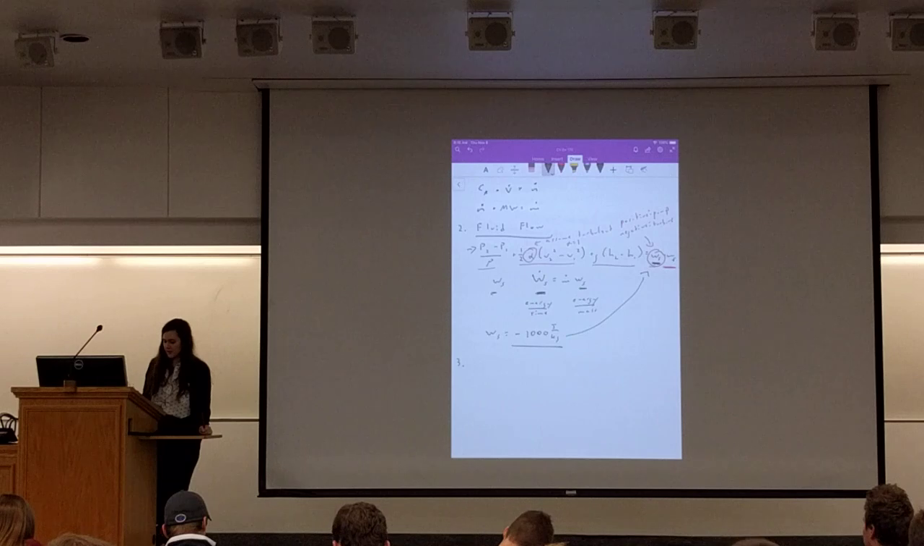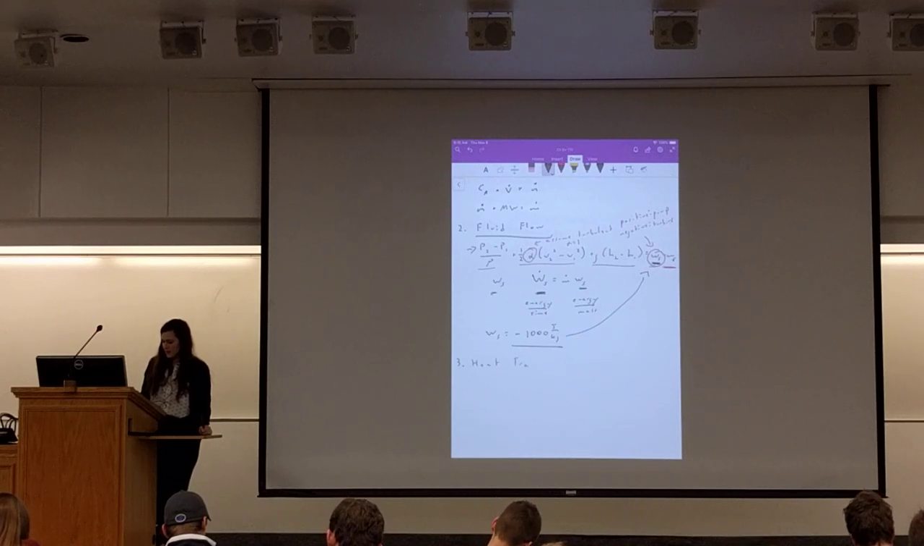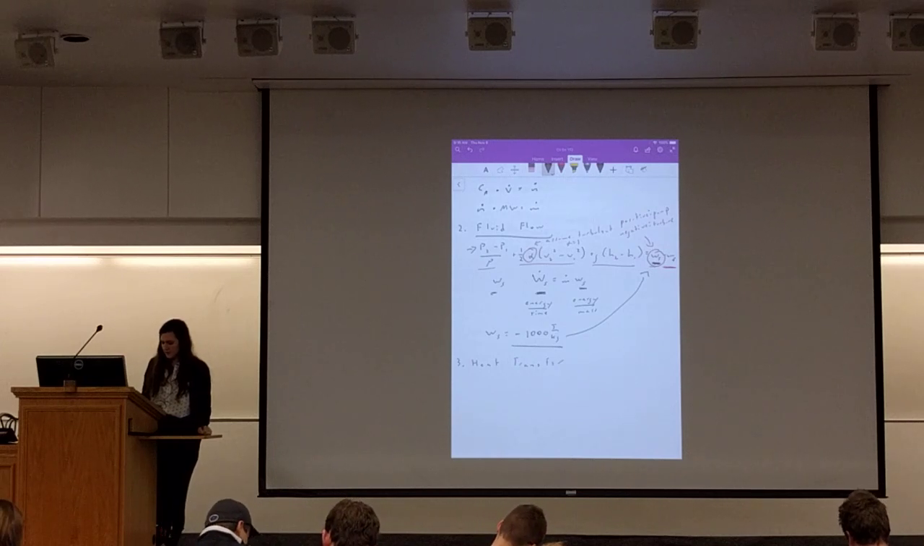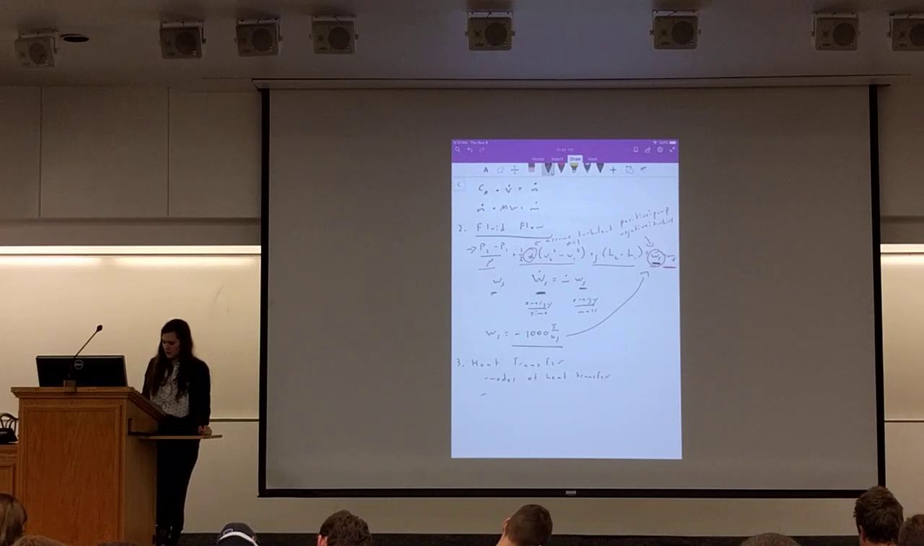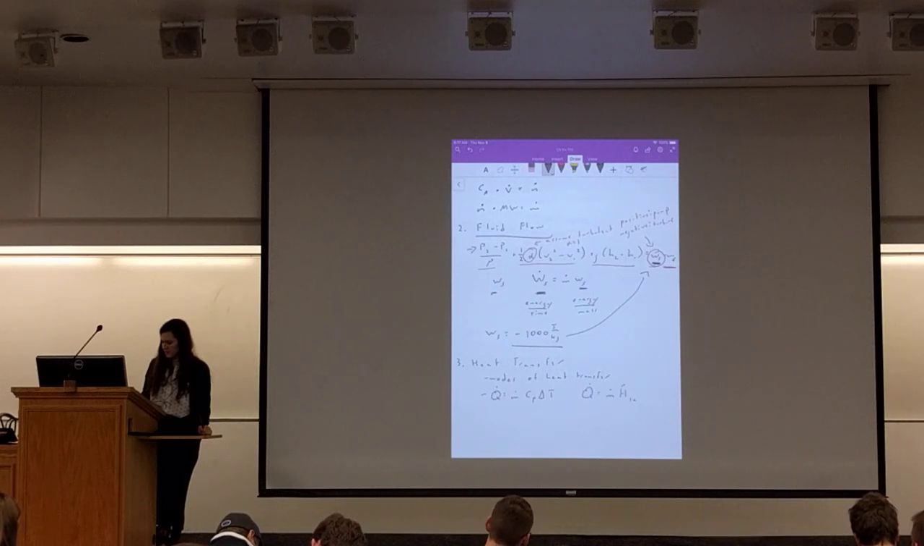Then we talked about heat transfer for a while. I want you to know the difference between the modes of heat transfer: convection, conduction, radiation. I need you to know the difference between these two equations and when you use them.